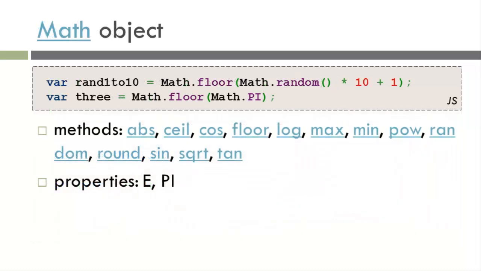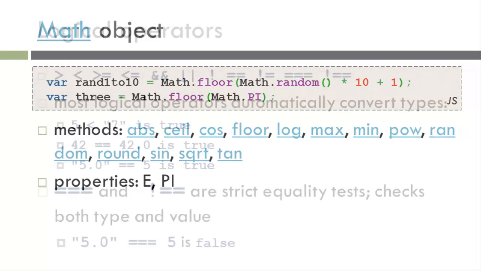JavaScript has a number of built-in math objects. abs returns the absolute value. ceil rounds the number up. Floor rounds the number down. Round simply rounds the value to the nearest integer, whether high or low. Max and min accept a range of numbers and return the highest or the lowest value respectively.